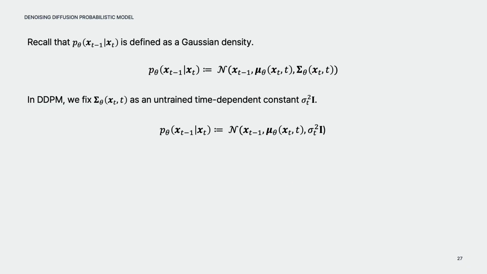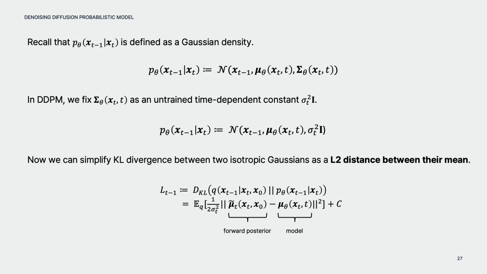Now that we've fixed the variance, the KL divergence between two isotropic Gaussians becomes an L2 distance between their means. We will omit a detailed proof here.